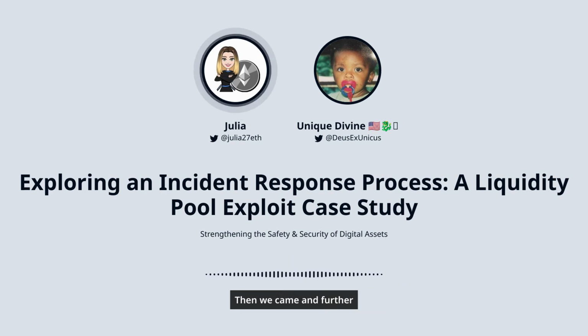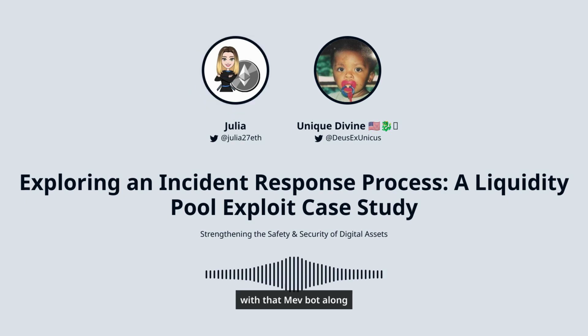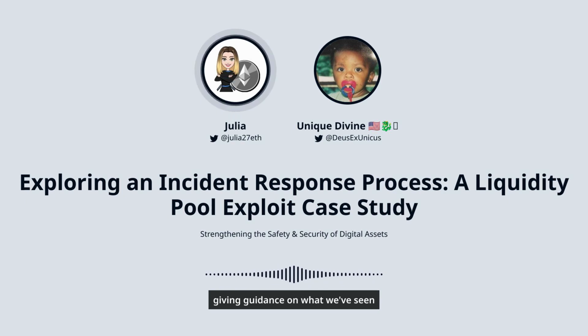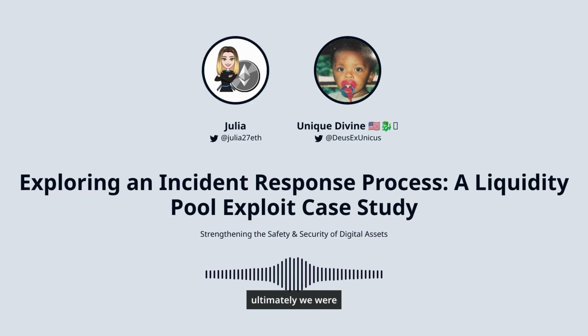Then we came and further did that on chain assessment and realized that an MEV bot had come in and front run the attacker and taken the majority of the funds that were vulnerable. So what we actually did there is we helped with the negotiation process with that MEV bot, along with the protocol, giving guidance on what we've seen work in the past, and ultimately we were able to help to have that MEV bot return the funds that were stolen. So that was one type of successful intervention.